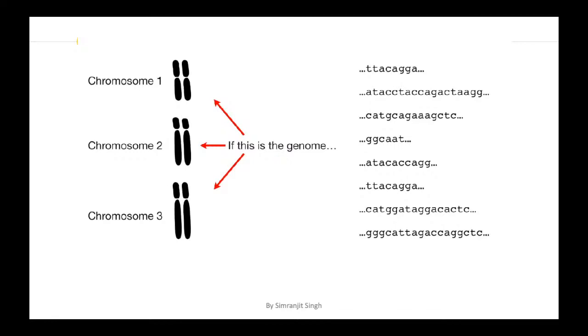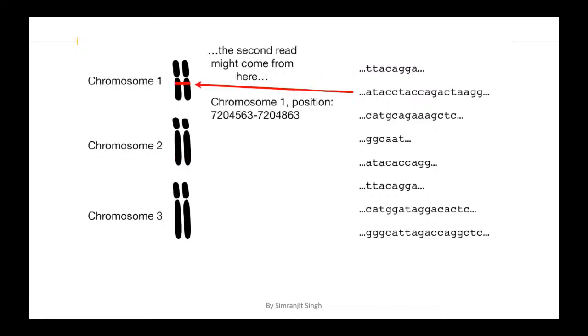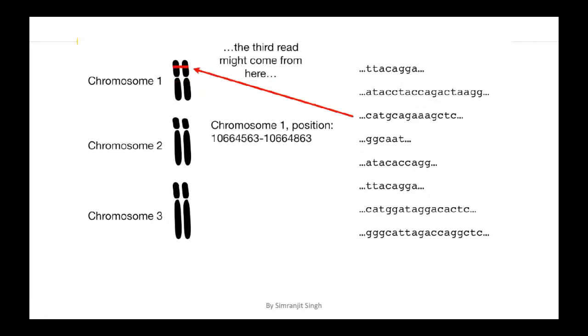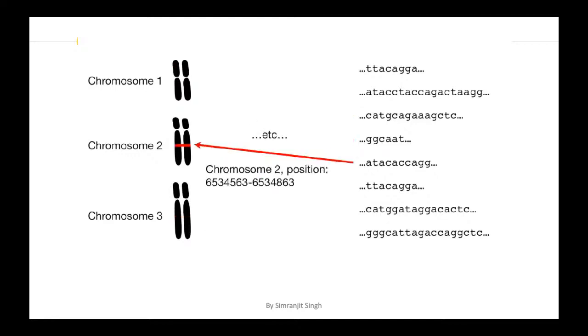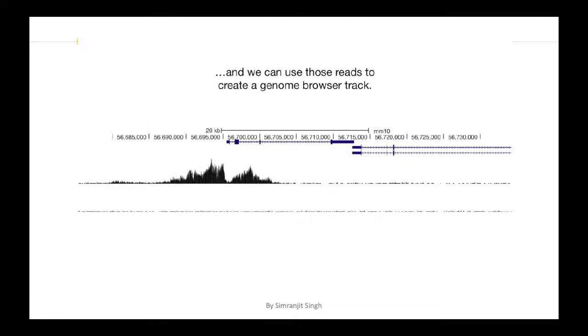That is to say, if this is the genome, the first read might come from here, a location on chromosome 2. The second read might come from here, a location on chromosome 1. The third read might come from here, another position on chromosome 1, etc., etc., etc. Ultimately, we get a long list of genomic coordinates for all the reads, usually between 50 and 100 million reads. And we can use those reads to create a genome browser track.